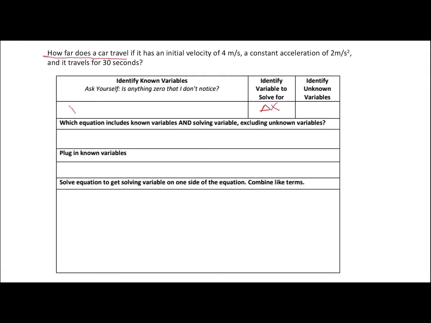Identify my known variables. Well, I know that my initial velocity, v naught, is equal to 4. I know that my acceleration is a constant 2 meters per second squared. And I know that we do this for 30 seconds. And I want to find and identify a variable to solve for. With any kinematic problem, there will always be 3 things that you know, and we see that here. And there will always be something that we are looking for. We're asked to find how far does it travel.